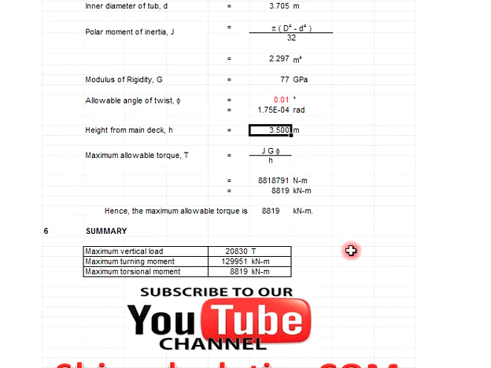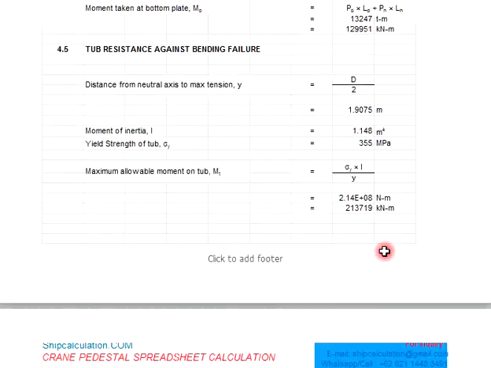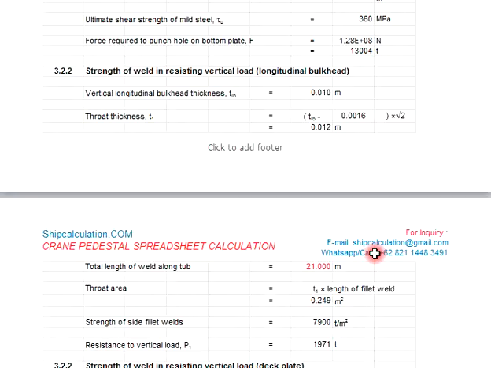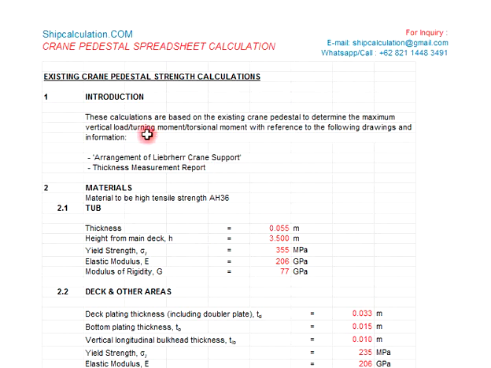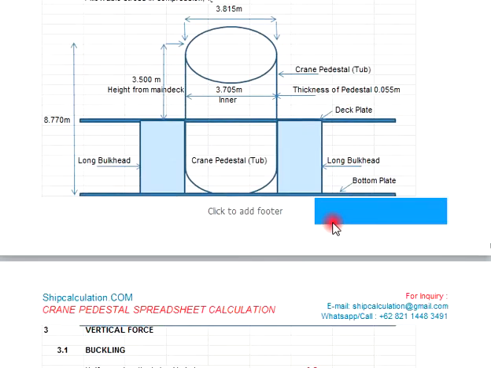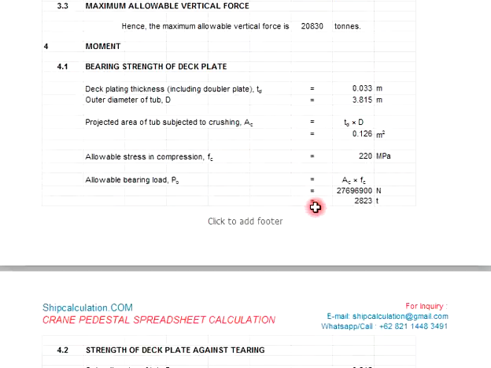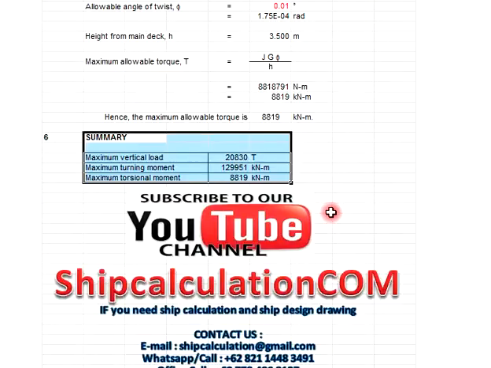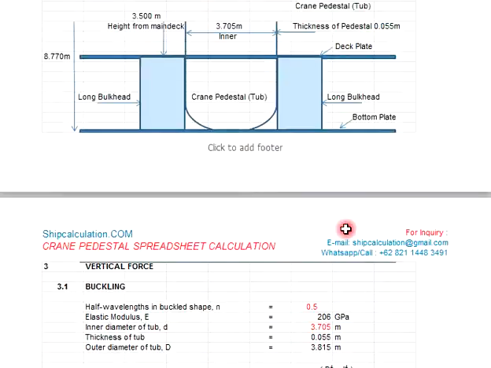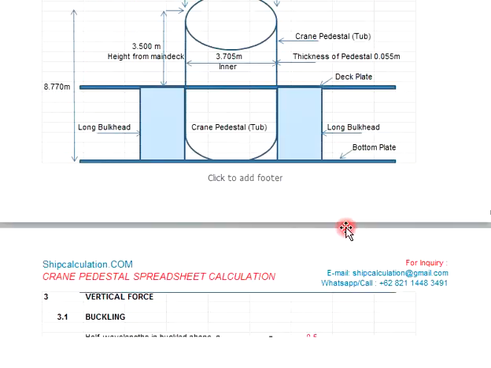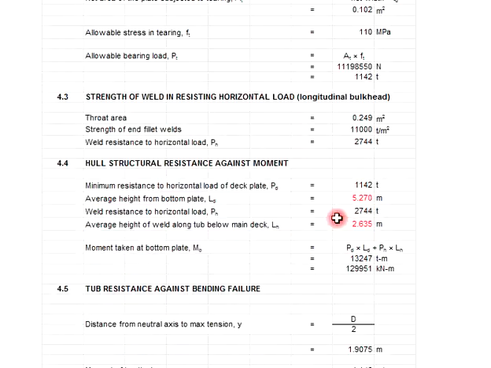So all of this is the summary, the output, the result of the calculation. If you don't know exactly our existing clamp pedestal, you just follow all the dimensions. This dimension is just a guide for your engineer, and then you have to double check all of it. So this is the guide only.